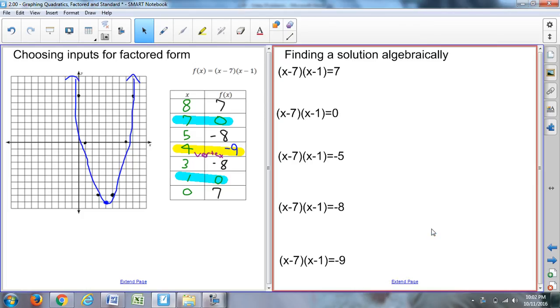Alright, this tutorial is going to take it a step farther. We just learned how to graph, and I'm going to use a graph that we've already created in the previous tutorial and show how I can show the solution algebraically. Because that's what we've been doing.